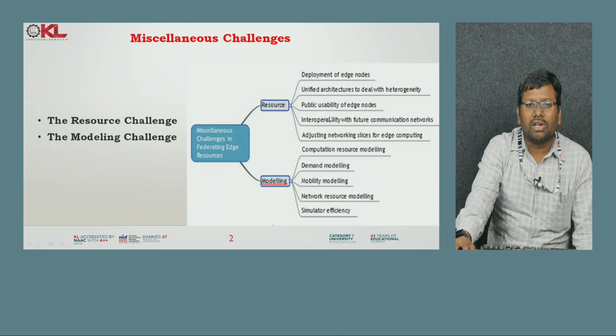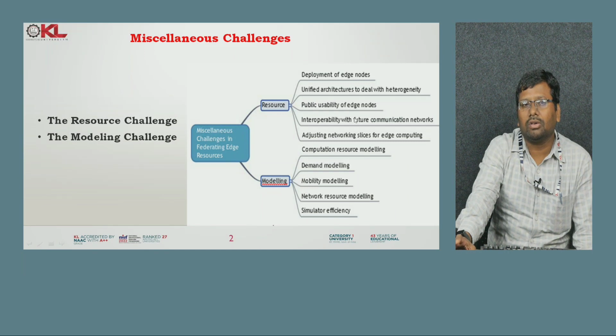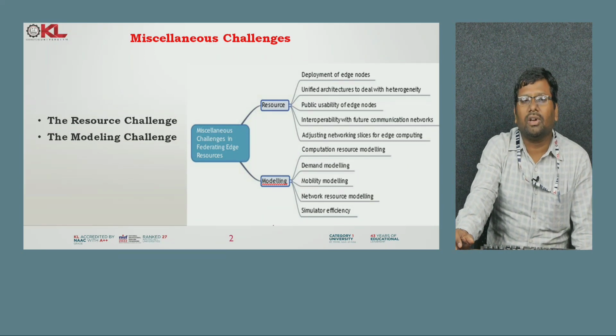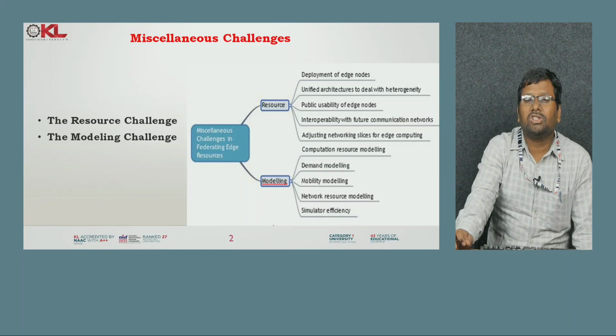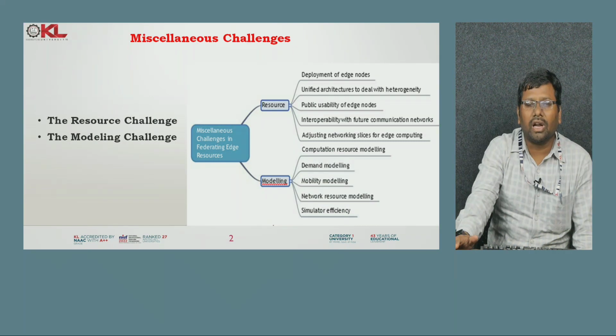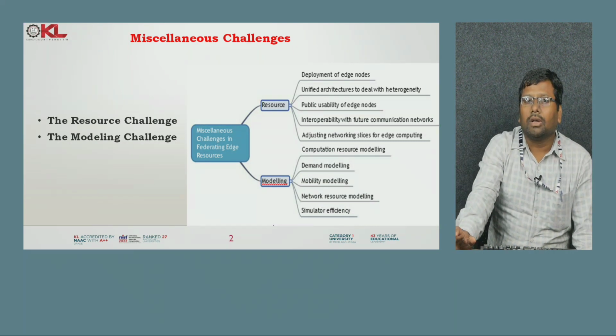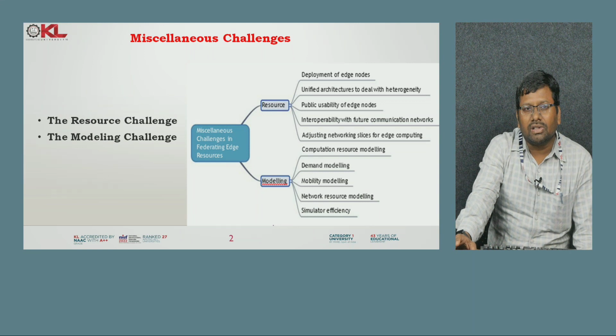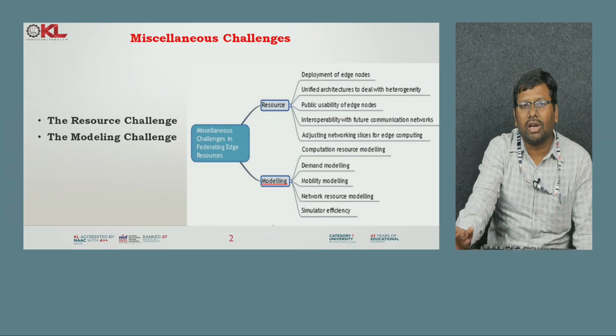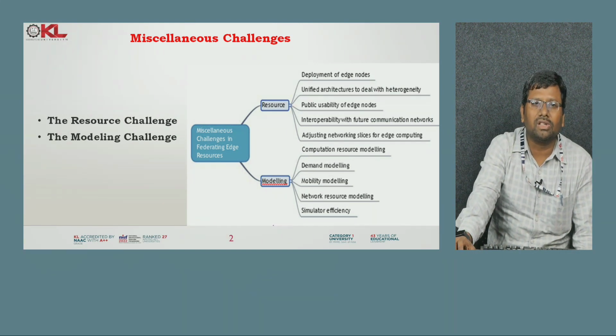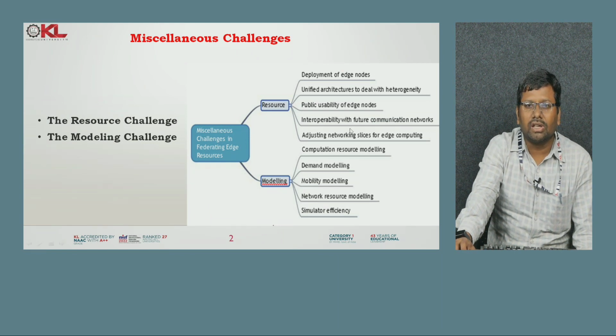So here, interoperability with the future communication network. Today we utilize 5G. Tomorrow, with various requirements and challenges, there may be a need for another kind of technology. At that time, the architecture that we have developed should not be completely changed. If you get a new challenge, it should be added to the present architecture. That is nothing but interoperability with the future communication network.